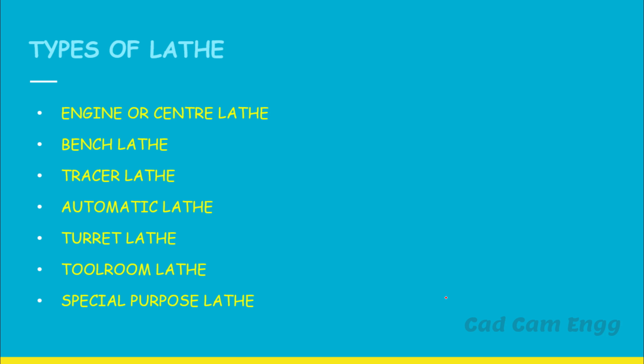Next one, the types of lathe machines. Different types of lathe machine are available, especially engine or center lathe, bench lathe, tracer lathe, automatic. In the automatic category, semi-automatic lathe is also available. In the turret lathe, instead of the tool post, we use the turret. That's why it's called a turret lathe.